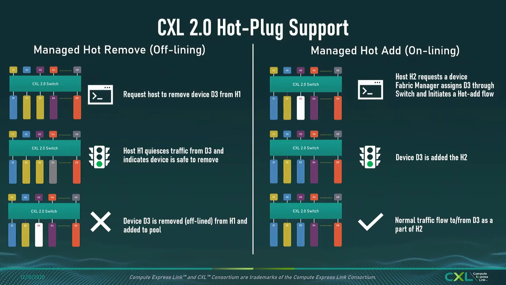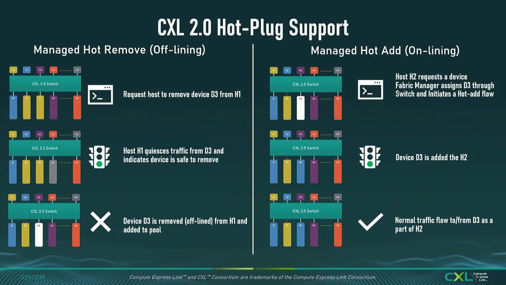Here we'll talk a little bit about the hot plug flows, where a device can be offline from a node and later on online to a different node. So if you look at the picture on the left side, there is a managed hot remove, which is offlining, and then you've got the managed hot add, which is the onlining. So in the offlining one, we'll request the host to remove the device D3 from H1.